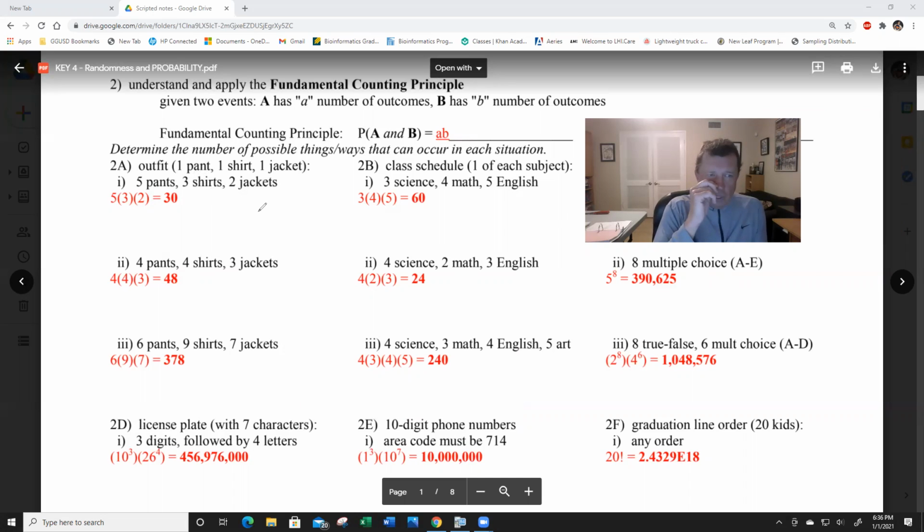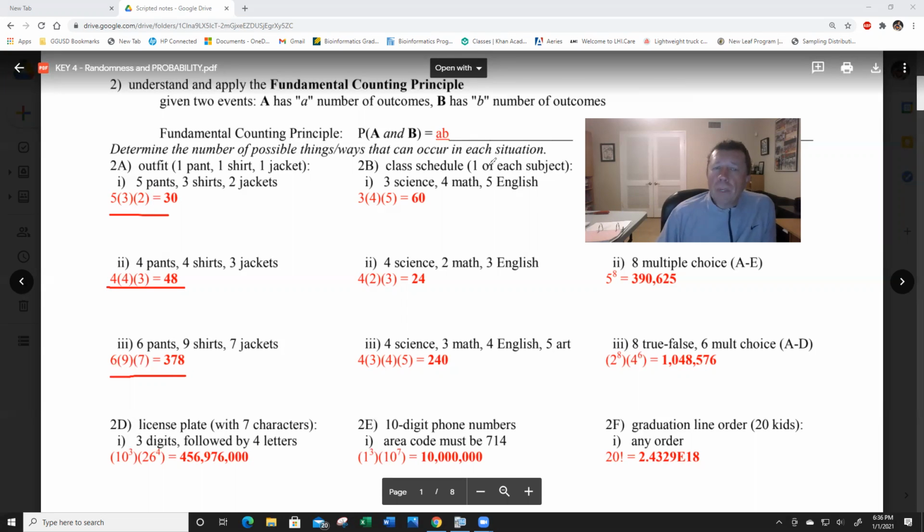This is the old going to somebody's closet and figuring out how many combinations they have. You got 5 pants, 3 shirts, and 2 jackets. How many outfits do they have? That's going to be 30. Nope, multiply them together. Same goes for this, same goes for that. No problem. Those are pretty simple.